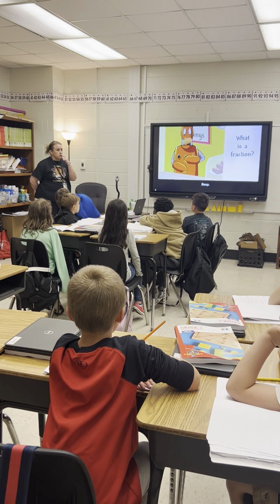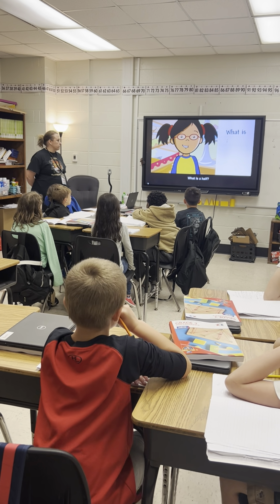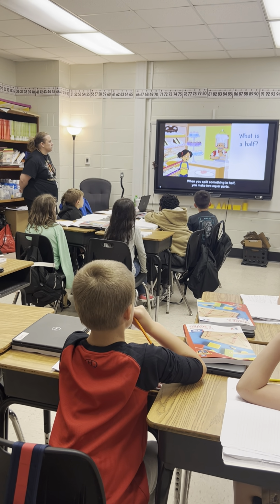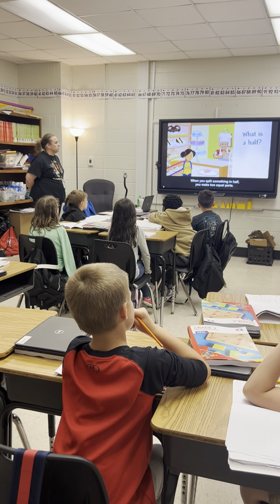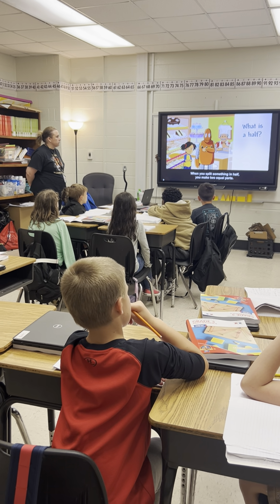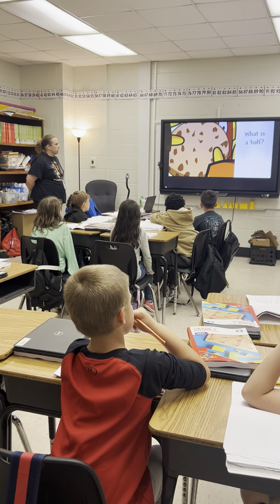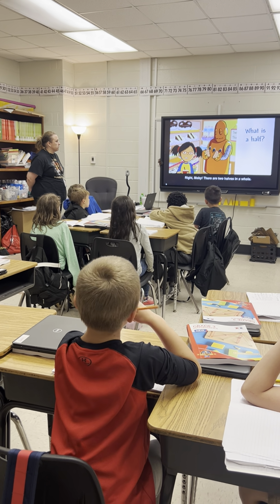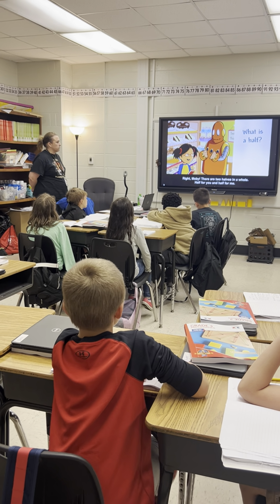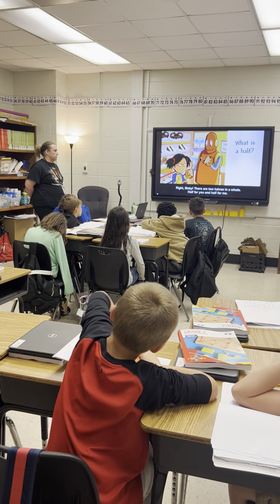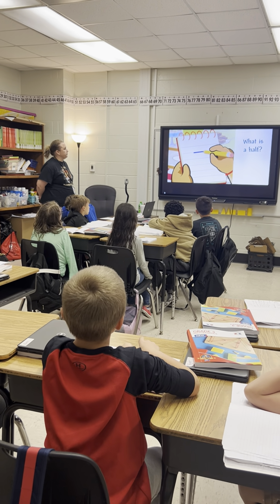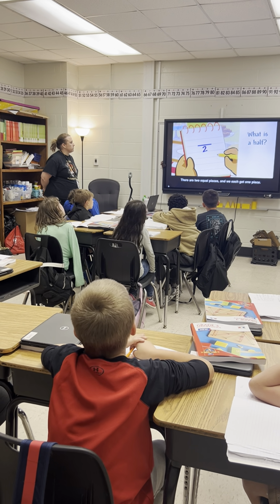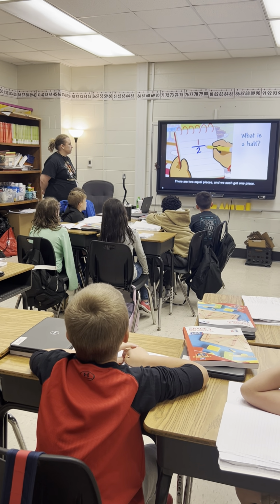What is that? 1/2. What is a half? When you split something in half, you make 2 equal parts. Right, Moby, there are 2 halves in a whole. Half for you and half for me. There are 2 equal pieces, and we each get 1 piece.